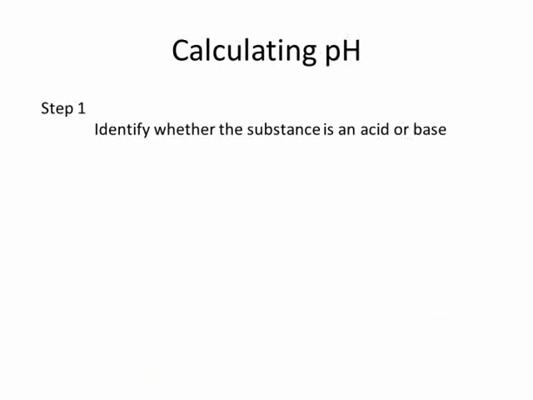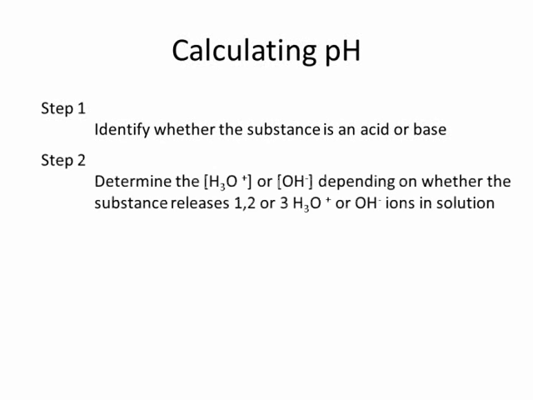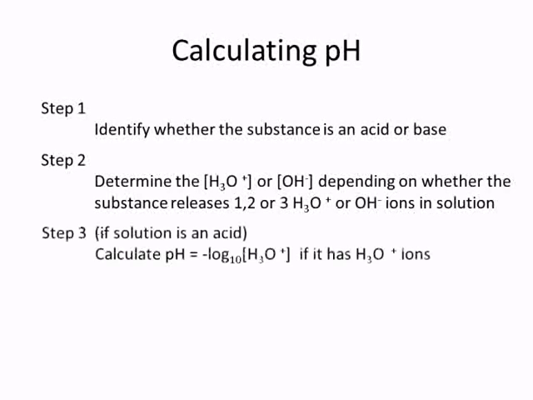So how do we actually go about calculating a pH? First of all, we need to work out whether we've got an acid or a base. Once we've worked that out, we need to work out what the concentration of hydrogen ion or hydroxide ion is. This will depend on whether we've got 1, 2 or 3 hydrogen ions being released, which in the case of a monoprotic acid we'd have 1, a diprotic acid we'd have 2. Similarly with a hydroxide ion, if we've got sodium hydroxide we'd only have 1 hydroxide being released, but if we've got calcium hydroxide we'd have 2.